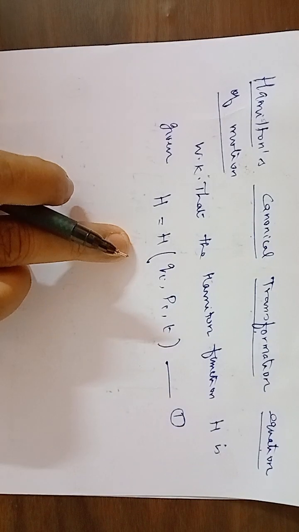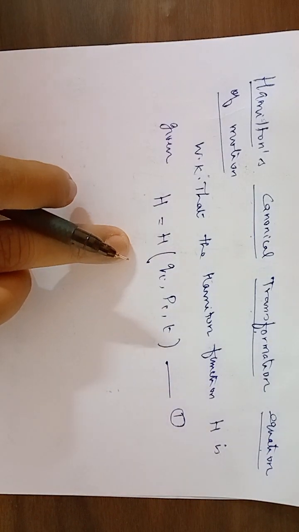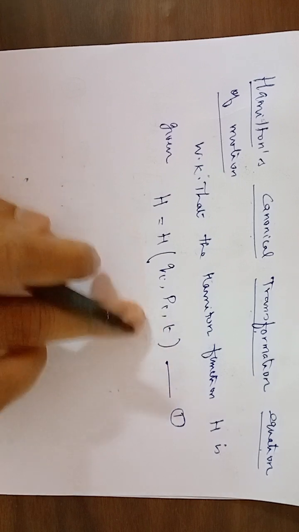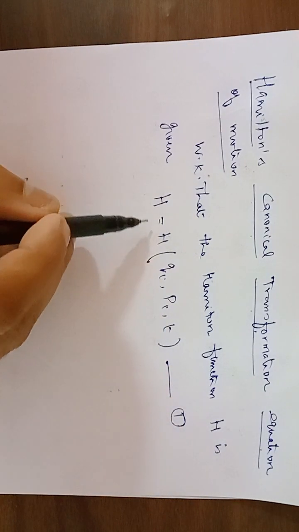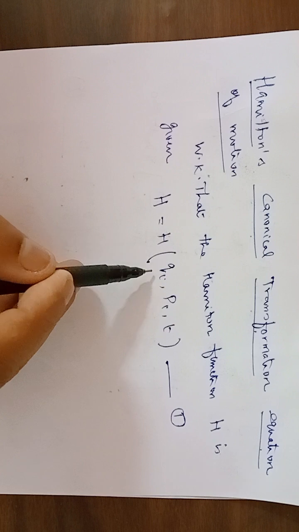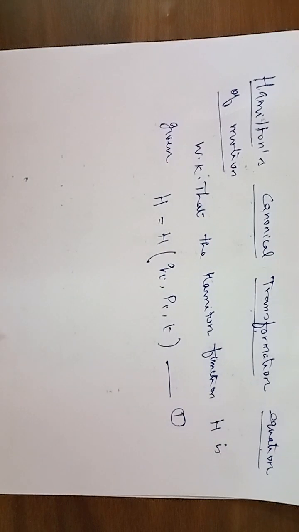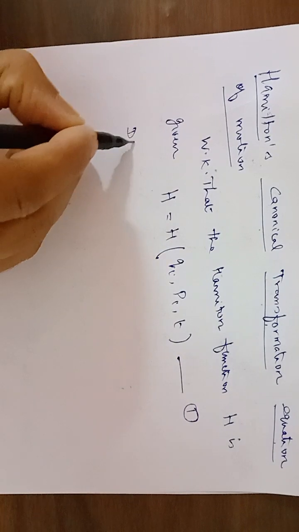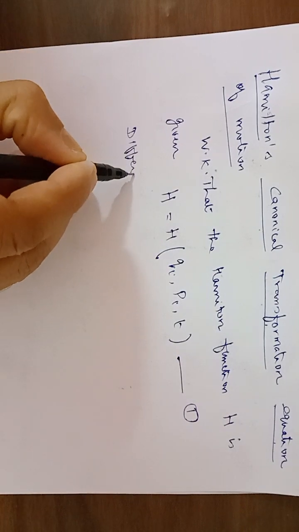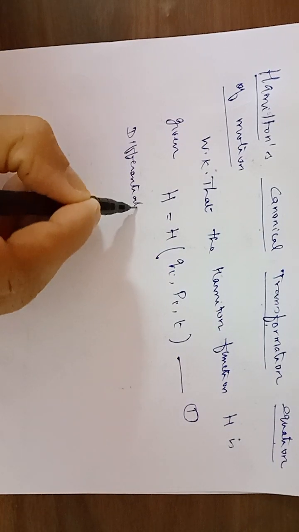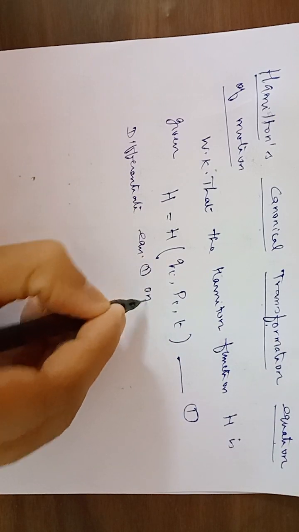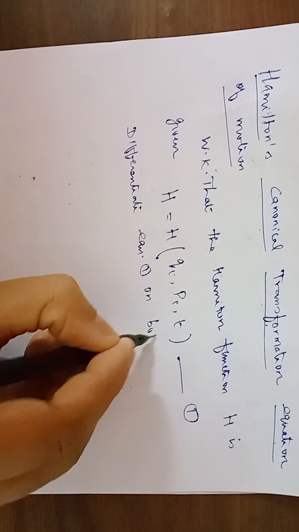We already saw these in the previous videos. You just watch the video and notes and you will follow the things. H is equal to H of qi, pi, t. Now differentiate equation 1 on both sides.